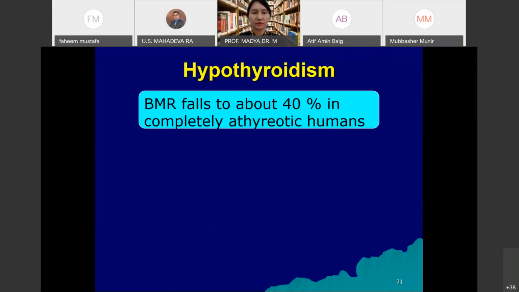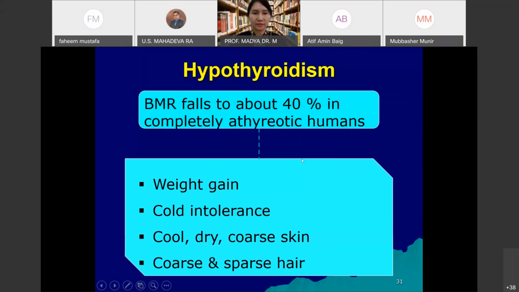Based on these facts, there is a reduction in basal metabolic rate of about 40%. What are the consequences? There will be weight gain. So in hypothyroidism, we can see weight gain or obesity, and the individual cannot resist even a bit of a drop in the surrounding temperature. To resist the cold, there will be vasoconstriction, and the skin will be cool, dry, and coarse, accompanied by coarse and sparse hair as well.